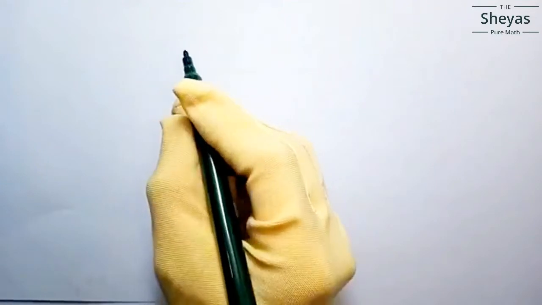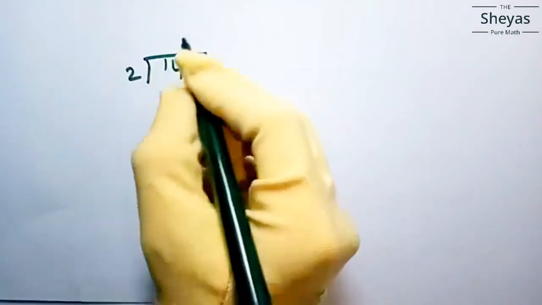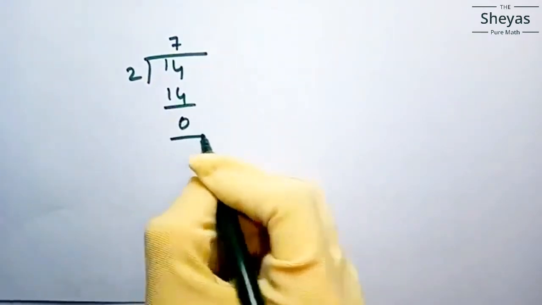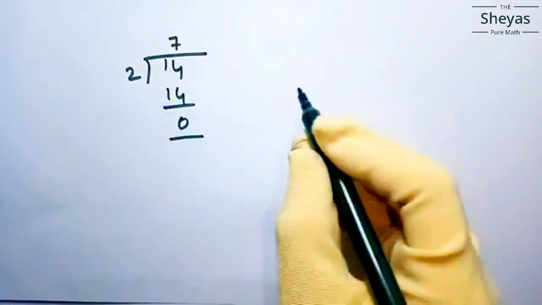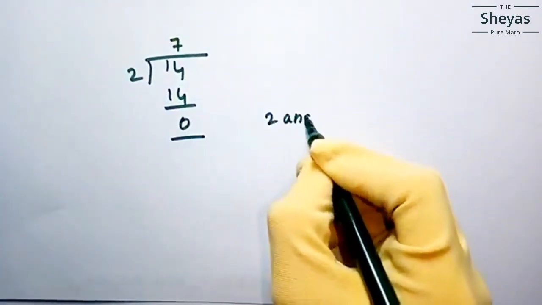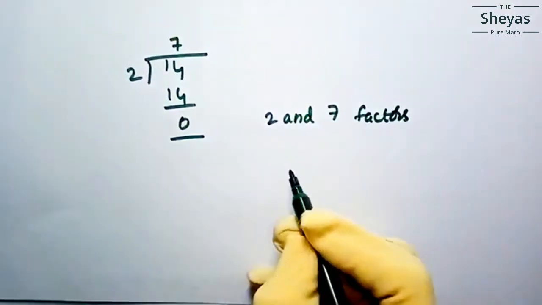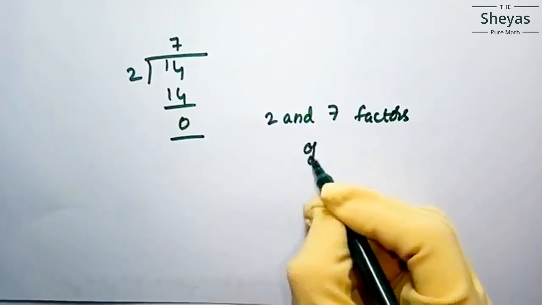So let me give you an example and then proceed again with the problem. Say I'm taking 14 divided by 2. So I can write 7 twos are 14. So how can I say we are getting the remainder 0? So how can I say these 2 and 7 are factors of 14?